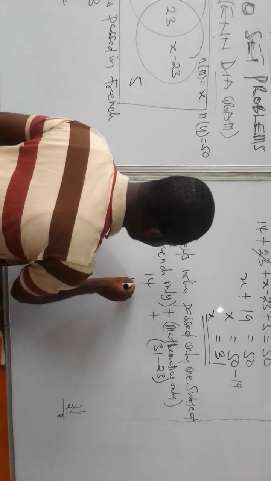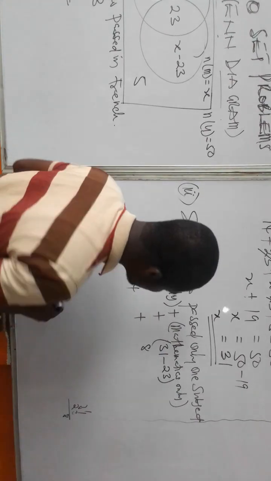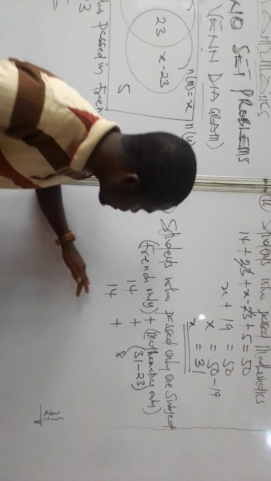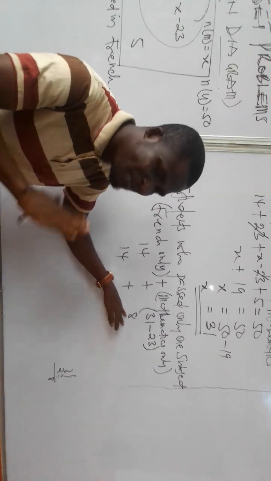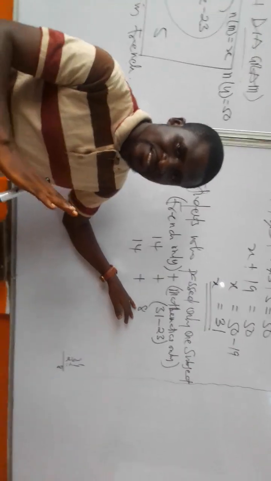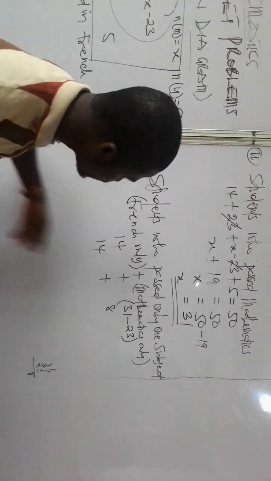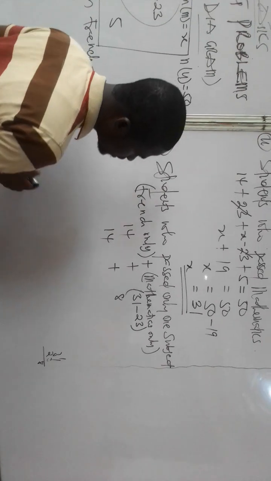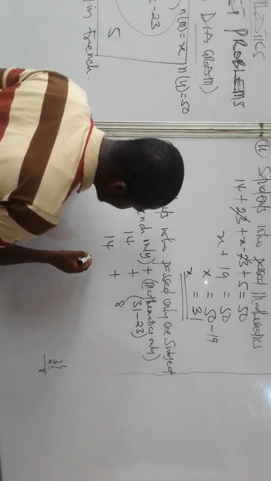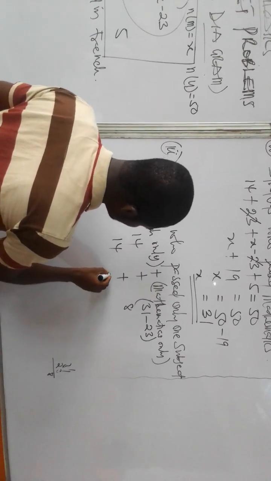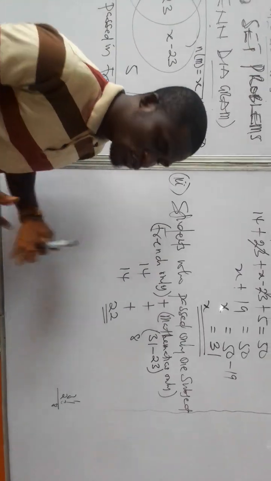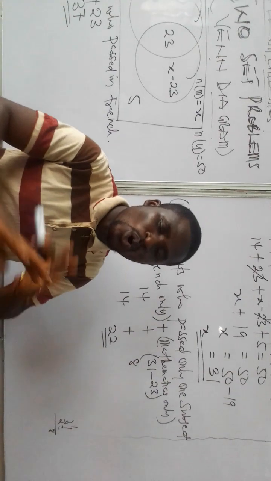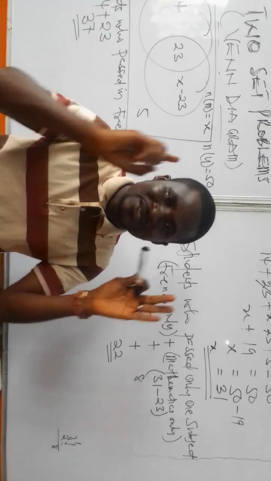It means that 14 plus 8. Those who passed French only were 14, and those who passed only mathematics were 8. So when you add them, you are going to have 22. So it means that 22 students passed only one subject.